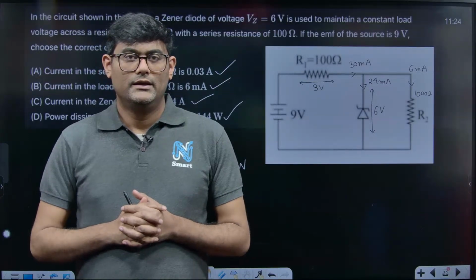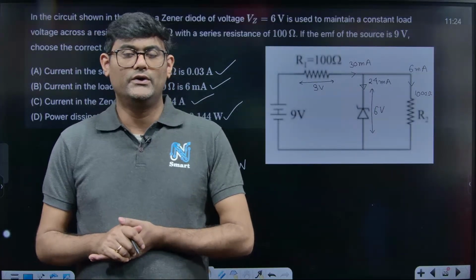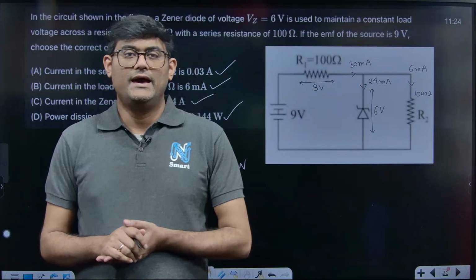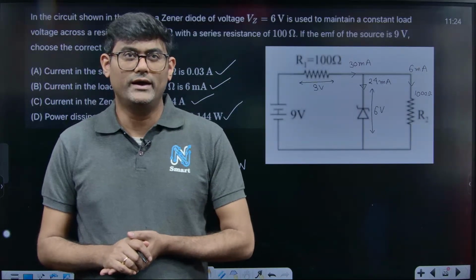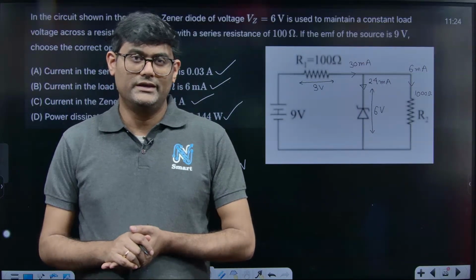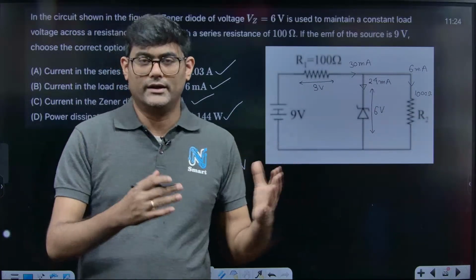Right? Let us move to the next application of a diode, which is as a rectifier circuit. So what do I mean by rectifier? Rectifier means a circuit that converts alternating current into a direct current.